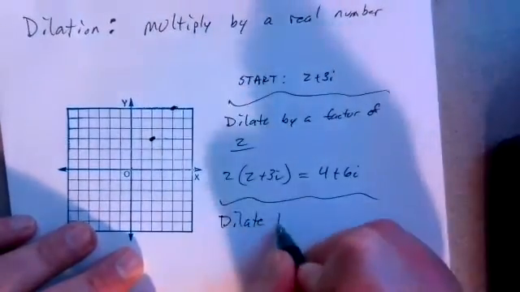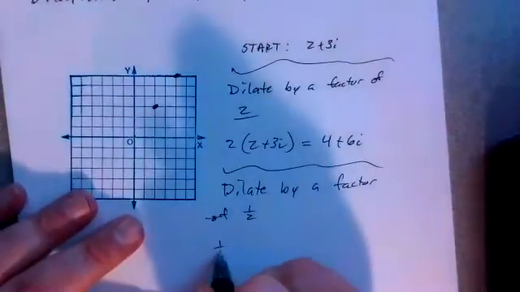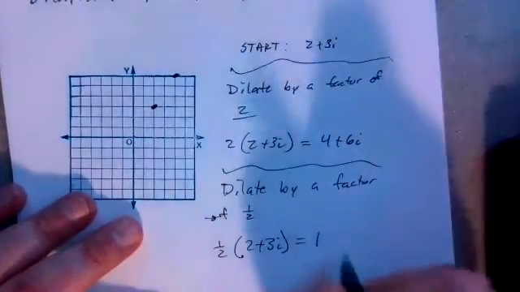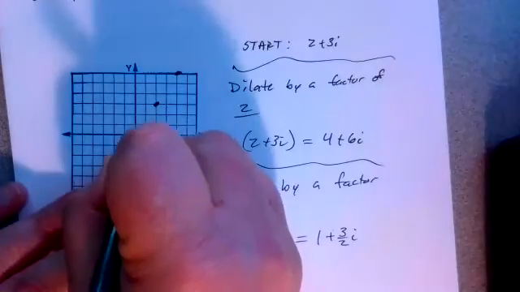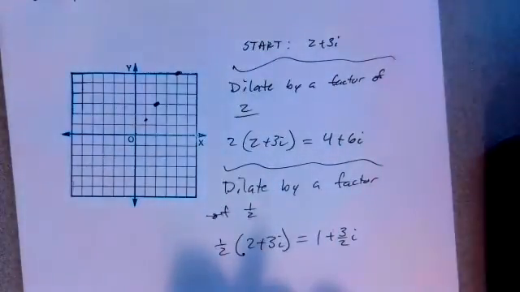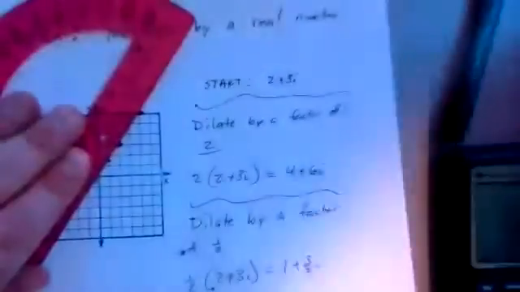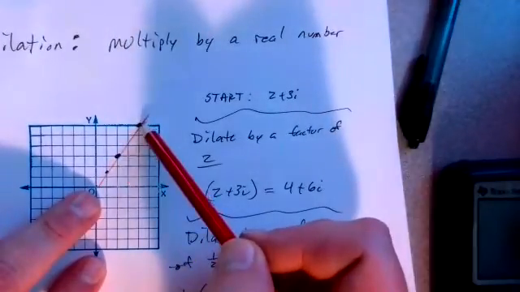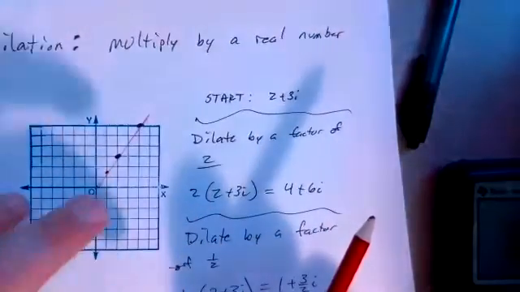I can dilate by a factor of 1/2, meaning 1/2 times 2 plus 3i distributed, right? 1/2 times 2 is just 1. 1/2 times 3 is 3/2 i. So the point 1 plus 3/2 i would be right there. And it's all on the same line, right? It's all along that same line. So the original point when I multiplied by 2, doubled the distance. When I multiplied by 1/2, cut the distance in half from the origin. So dilation has everything to do with distance from the origin.